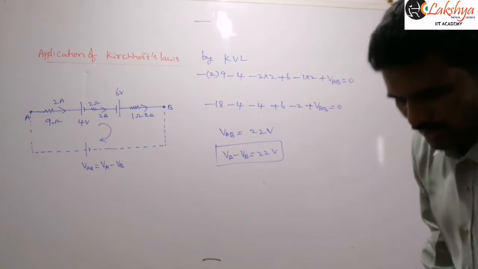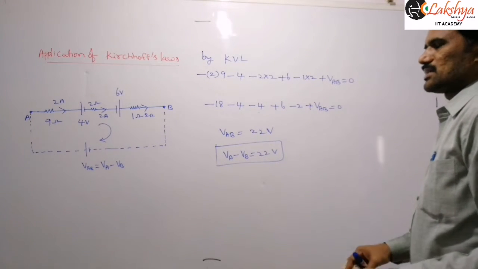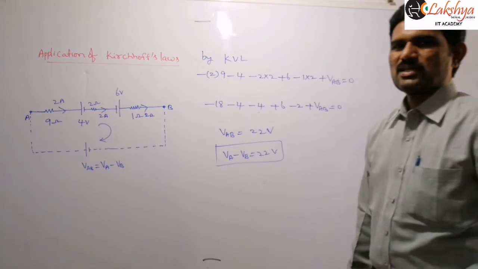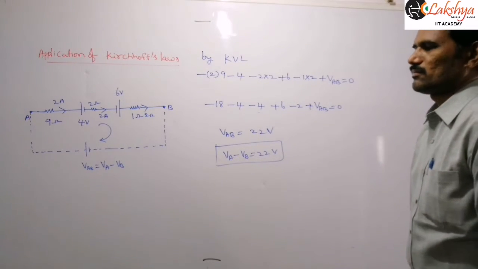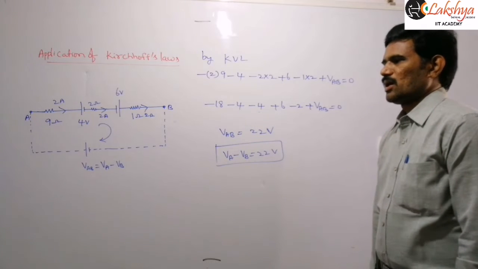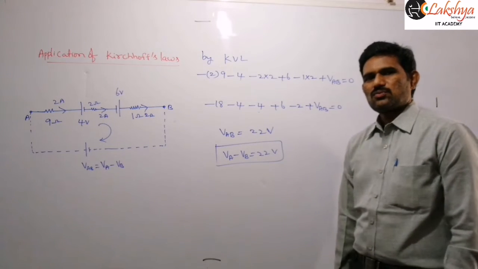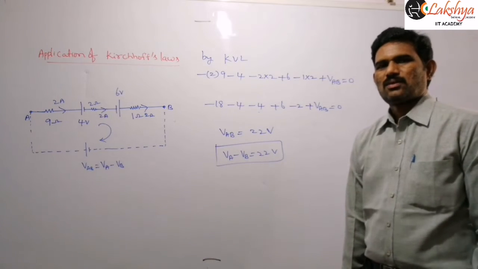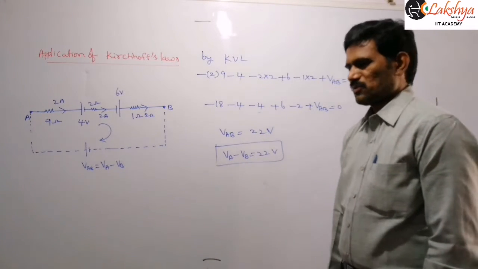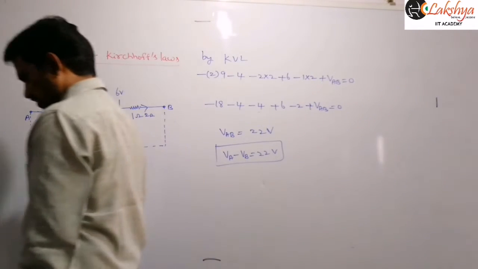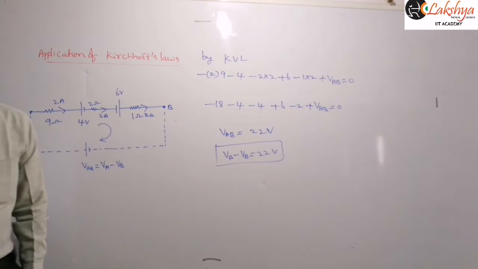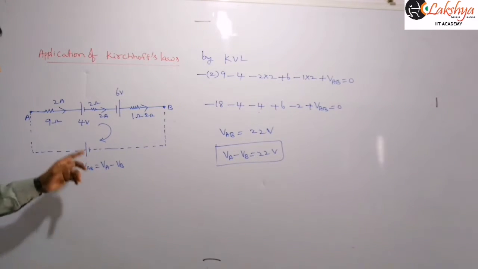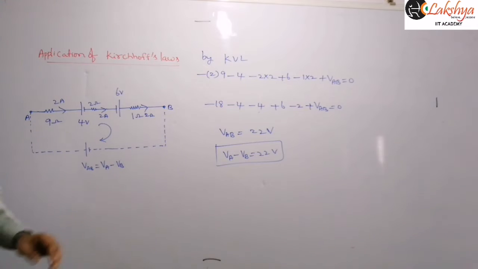Assume a cell is connected between points A and B, whose EMF is equal to the potential difference between them, as shown in figure. So write that assumption and then note and write this.